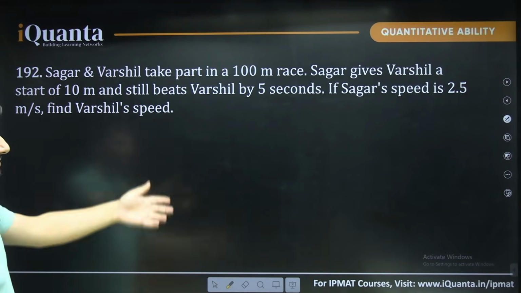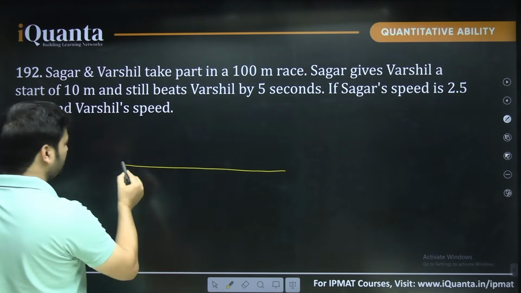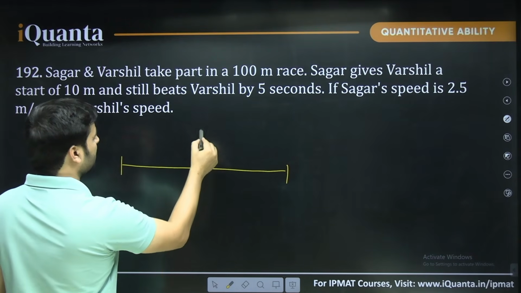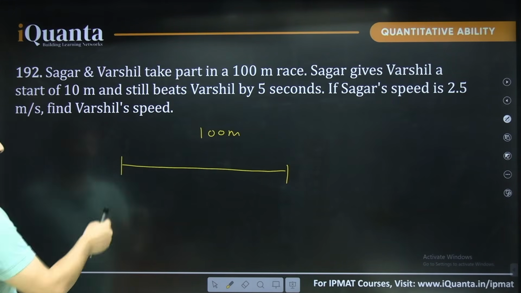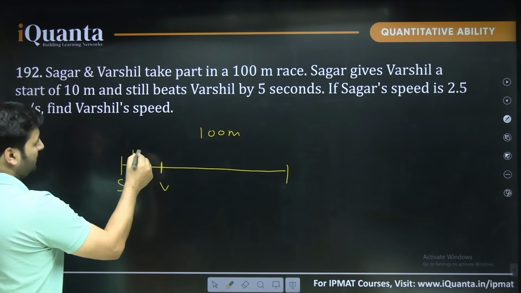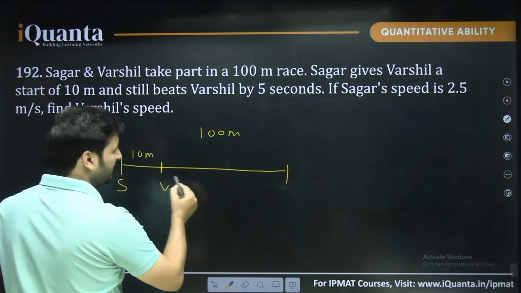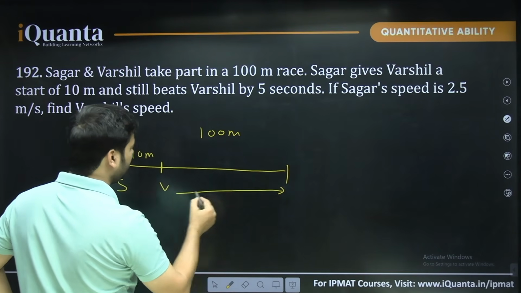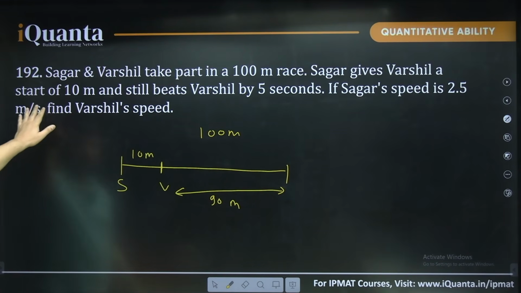So giving a start to somebody means that suppose Sagar and Varshil are participating in this race, and this is a race of 100 meters. So Sagar gives Varshil a start of 10 meters. Sagar is saying that Varshil, you start 10 meters ahead of me. You stand here 10 meters ahead of me. So the race for Varshil is actually going to be of 90 meters. This distance is 90 meters. This is what giving a start means. Sometimes they also write head start over here.